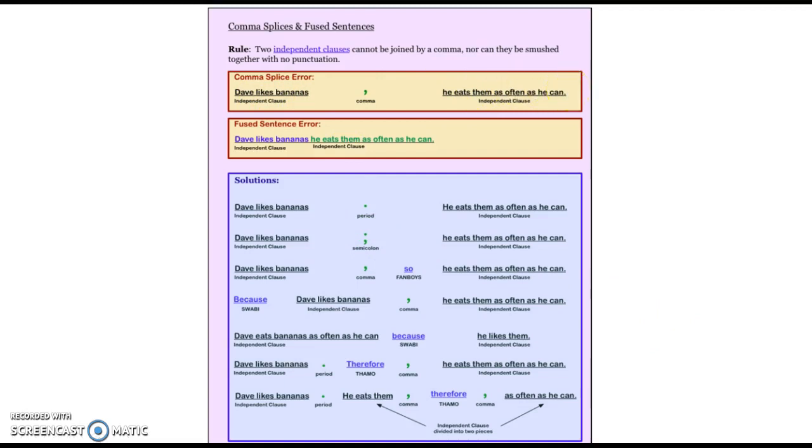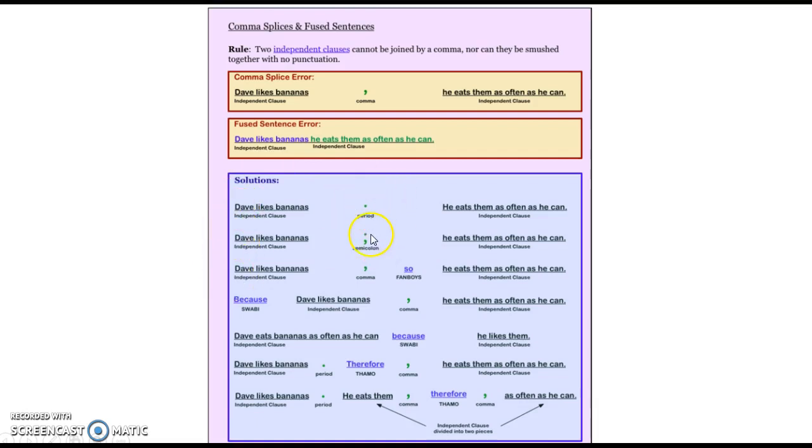That is what we call a comma splice. A comma cannot separate those independent clauses. Or even worse, if you just have these two independent clauses together, Dave likes bananas, he eats them out as often as he can. We need some kind of punctuation there, and you can't just mush those two independent clauses together. So again, here are solutions that I was kind of telling you guys about.